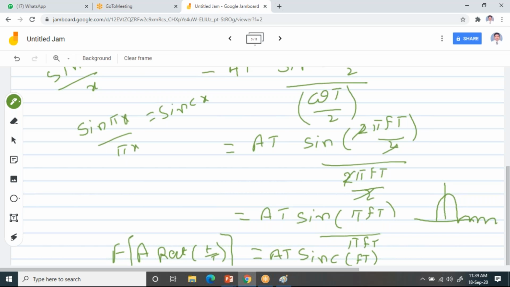So if you apply Fourier transform to this, you will get a function like this. This is what the sinc function is. So please try to understand how we are going to calculate this rectangular pulse and what is its Fourier transform, right?